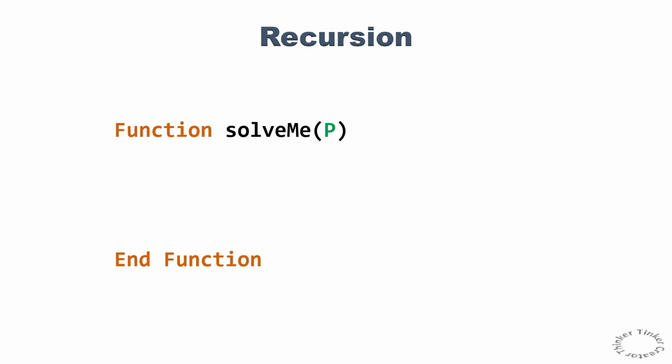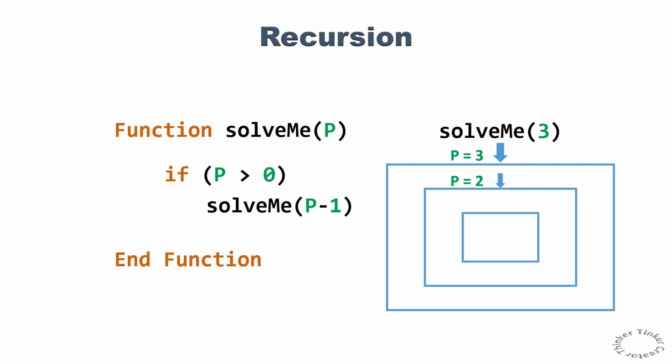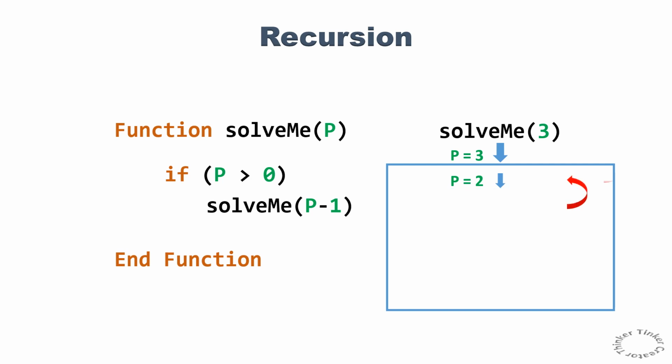We don't like infinite recursion, so let's place a stop condition. Now the function calls itself, only if p is greater than 0. When p becomes 0, the function stops. And the program retraces its steps backwards.